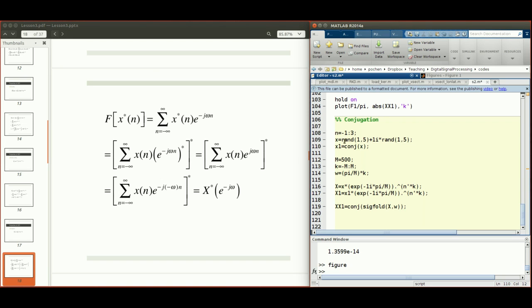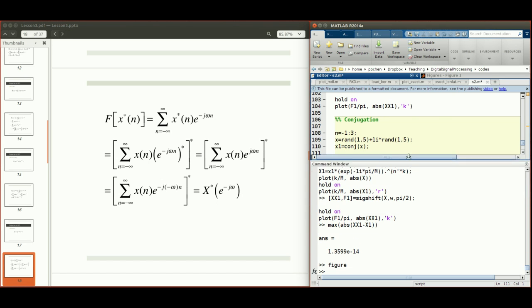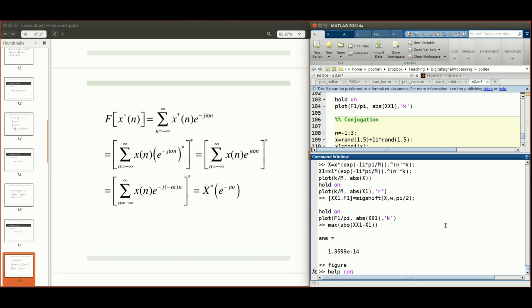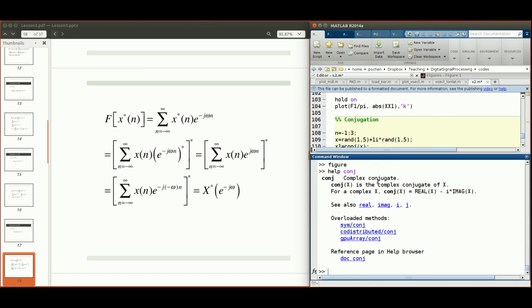And then I have to generate the conjugation of it, x1. x1 is just the conjugate of x. In Matlab, if you want to take a conjugation of a complex sequence, there's a function called conj. If you haven't used conj before, you can type help conj. It tells you that it's a complex conjugate. conj(x) is the complex conjugate of x. For complex x, conj(x) equals the real part of x subtract i times the imaginary part of x. You see, it's basically reversing the sign of the imaginary part.